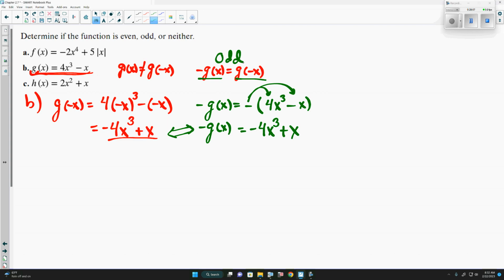Yep. Because if we plug negative x in for x, and it's the same as the function we started with, it is even. If that's not true, and we multiply the whole function by negative 1, and that multiplication of negative 1 is the same as when we plugged in negative x, then it's considered an odd function. And if neither one of these is true, then it's going to be neither.